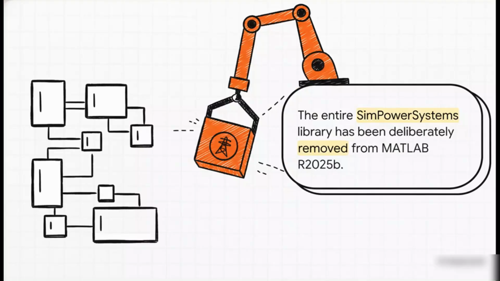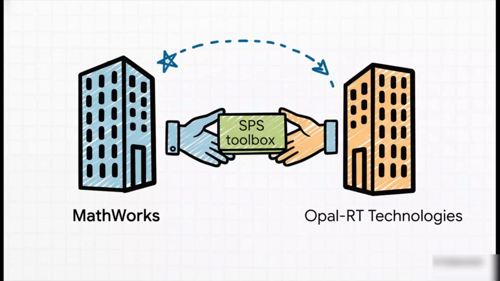This isn't a bug. You didn't mess up the installation. MathWorks made a very deliberate, very intentional decision to completely remove the SimPowerSystems library from MATLAB, starting with version R2025b. So where did it go? They didn't just hit the delete key. The technology was actually transferred. The rights for all of its development and support now belong to a totally different company, Opal-RT Technologies, who specialize in real-time simulation. So, they've taken over the classic SPS toolbox and are going to be releasing it as their own product.